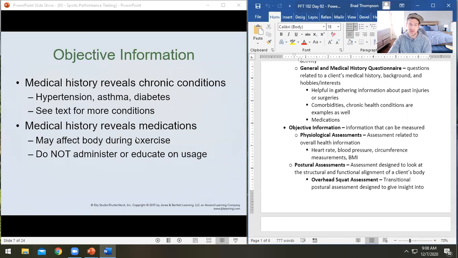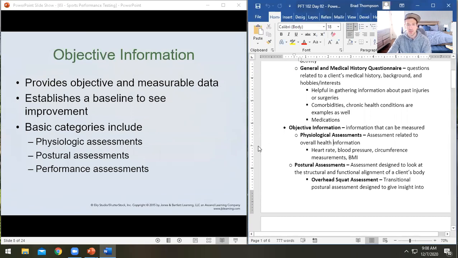But we do not do any of that. We do not administer medical exams. That's not part of our job.